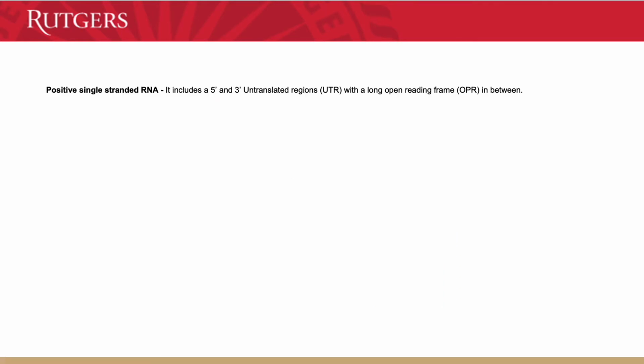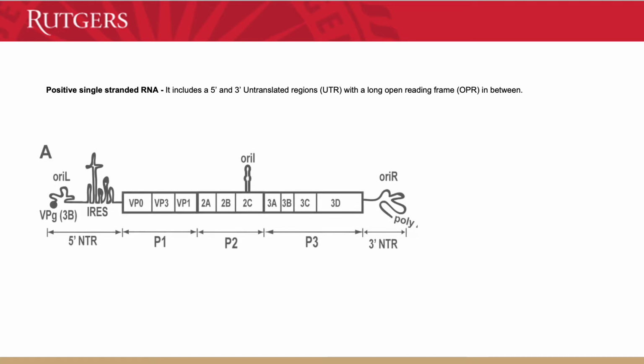The polio genome is a positive single-stranded RNA. It includes a 5' and 3' untranslated region with a long open reading frame in between. Polio has many structures in its untranslated region that will play an important role for genome replication. The IRES is an internal ribosome entry site. It is necessary for translational initiation of the open reading frame.